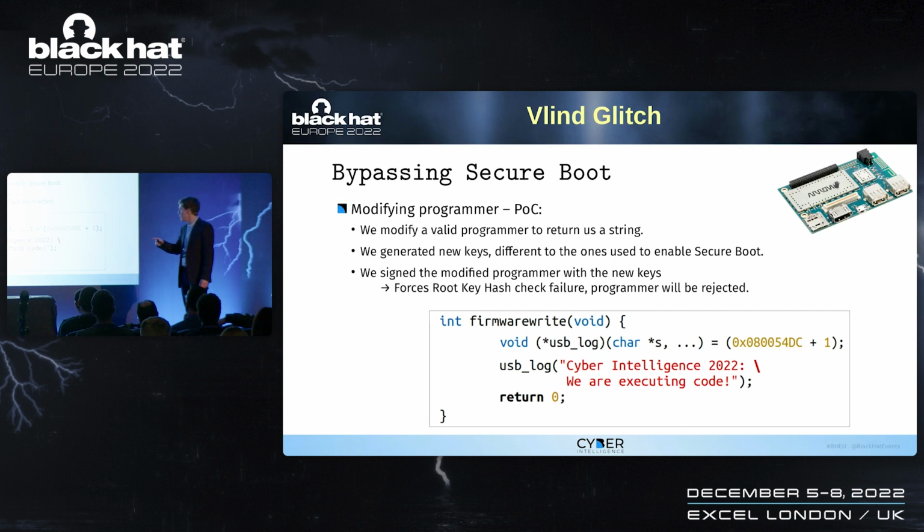In this case, we just want to see if we are able to run code. So we are just trying to print via USB a simple string: in this case, "cyber intelligence 2022, we are executing code." The main idea, as we explained, is to generate new keys. These keys are different from the ones that are burned into the device. They will make the device reject our programmer, but that's what we are trying to bypass.